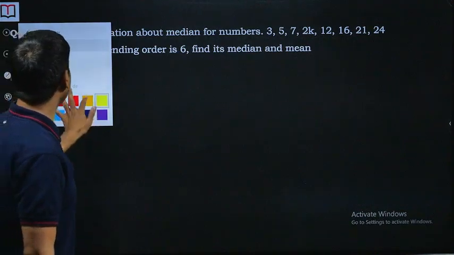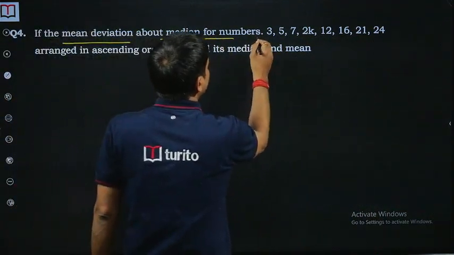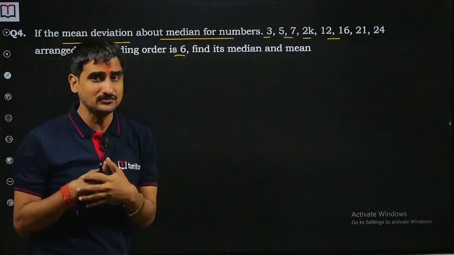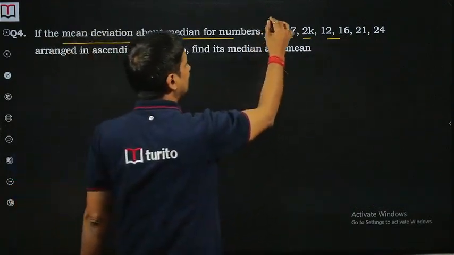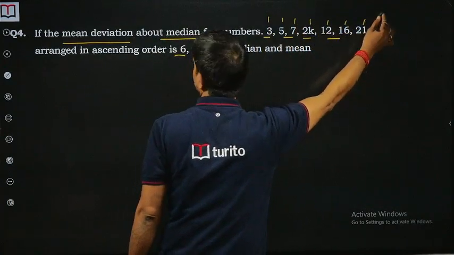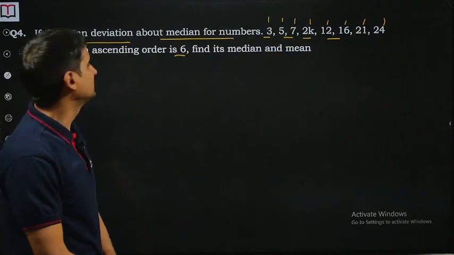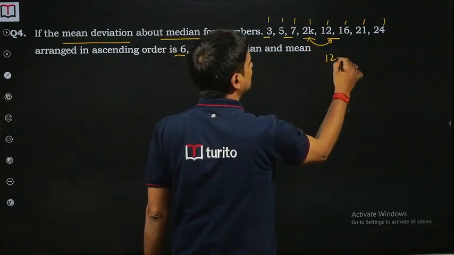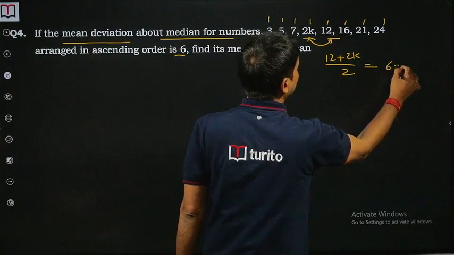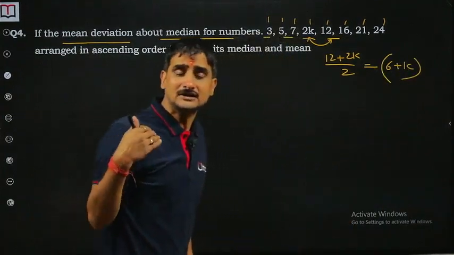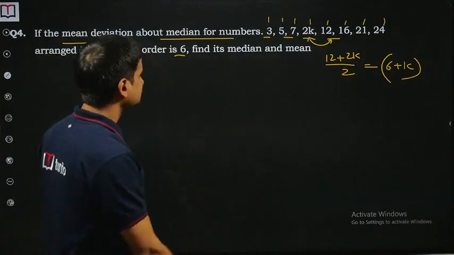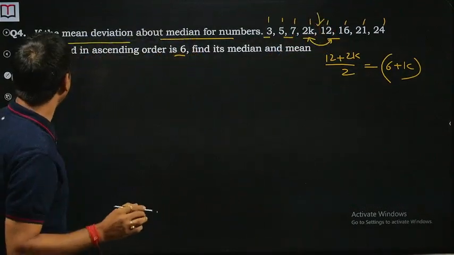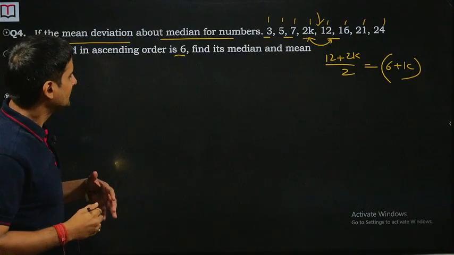Now moving to the fourth one. If the mean deviation about median of the numbers arranged in ascending order is 6, so mean deviation about median. Okay, so when we have arranged 1 2 3 4 5 6 7 8, what will be the median here? They are arranged in ascending order, so the median is nothing but the mean of 12 and 2k, so it's 6 plus k, and they are in increasing order. So what does that mean? That means the median lies somewhere here, and we have to find the mean deviation, which is given to be 6.